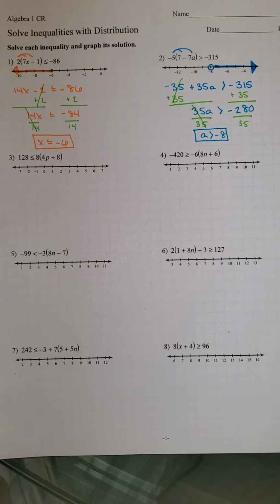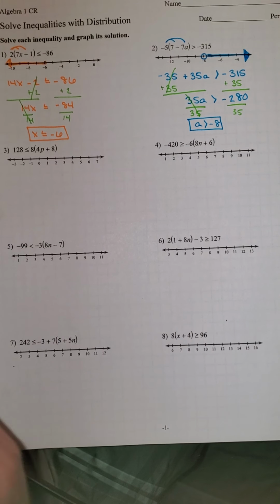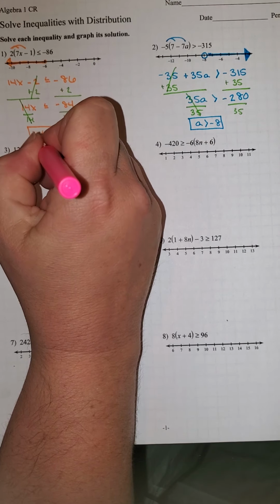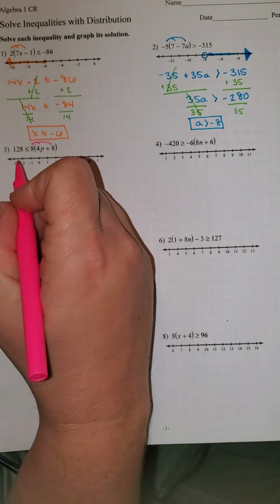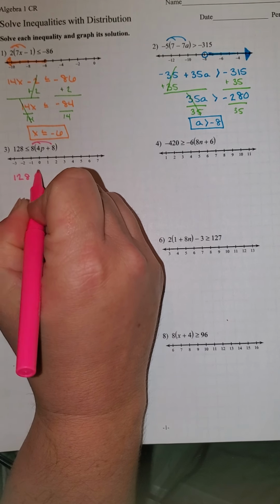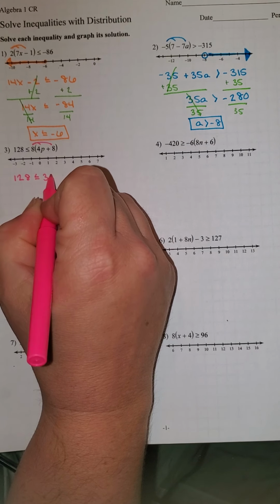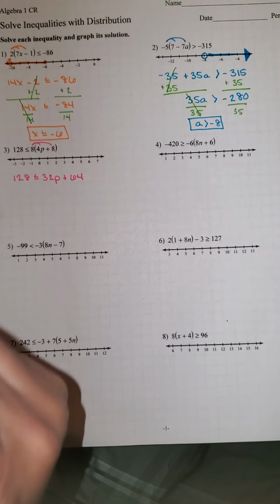All right, now number 3. I'm going to do the first 4, which leaves you with 12 problems to do after this, because you have 16 total. All right, these two, number 3 and 4, I created them so that the variable would be on the right, just to show that little difference. 8 times 4 here, that's 32p, plus 8 times 8, which is 64.